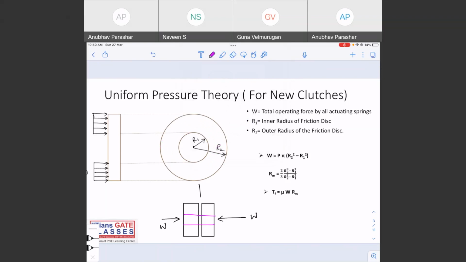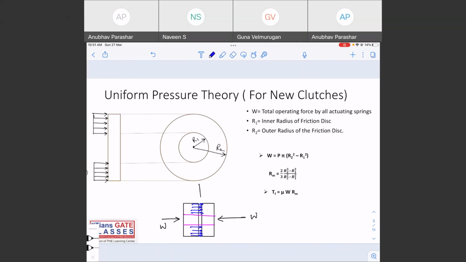So they will be pressed against each other, and some amount of pressure will be developed here. On the basis of this pressure, there are two theories developed. One is the uniform pressure theory and the other is the uniform wear theory, right? So let us first understand what is the uniform pressure theory.